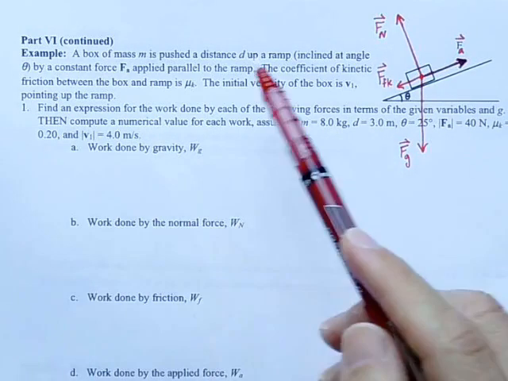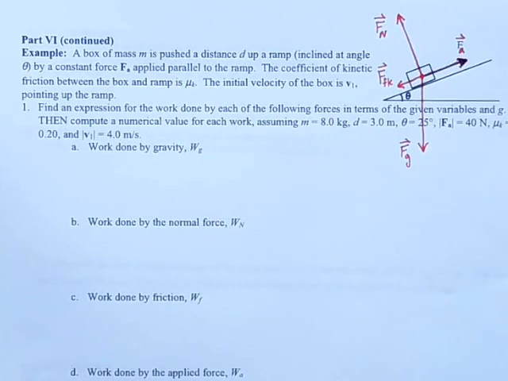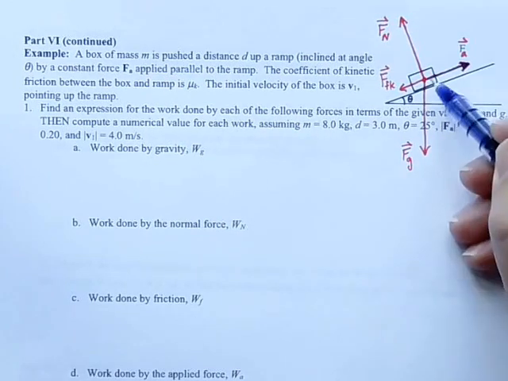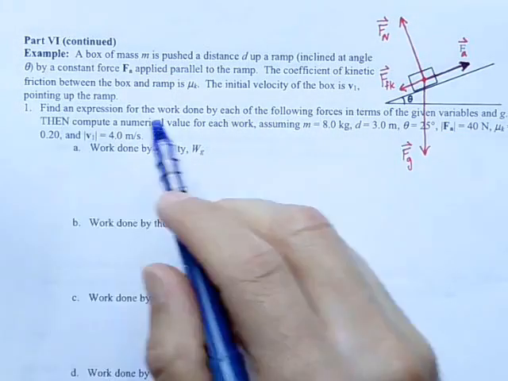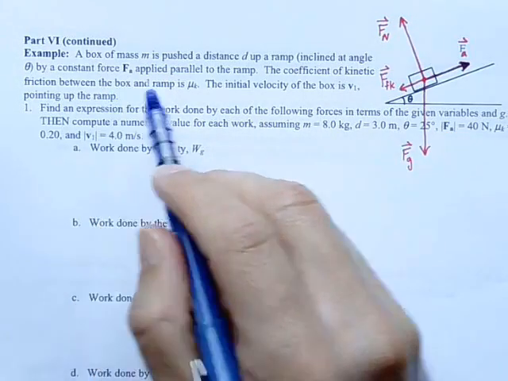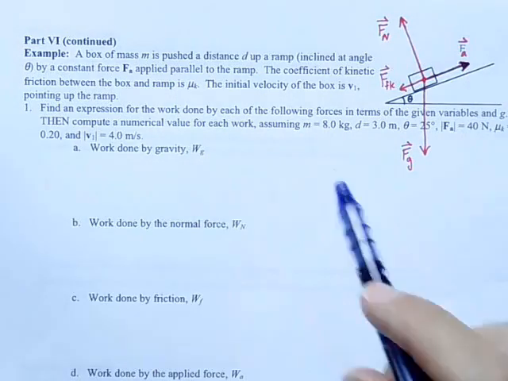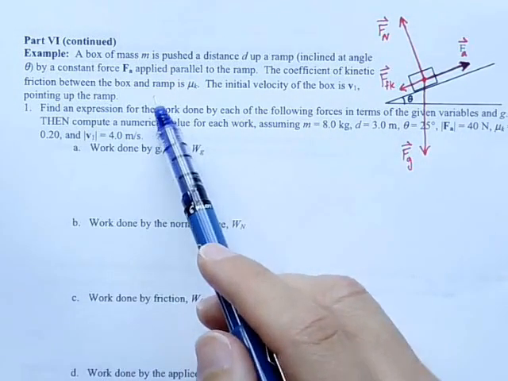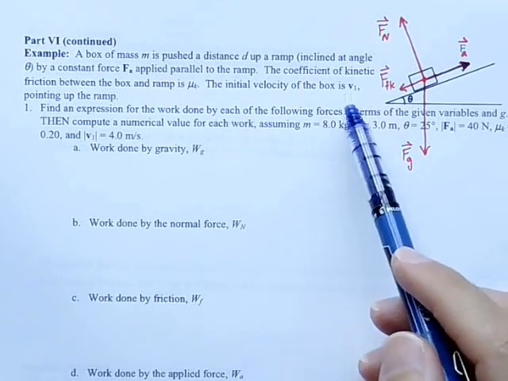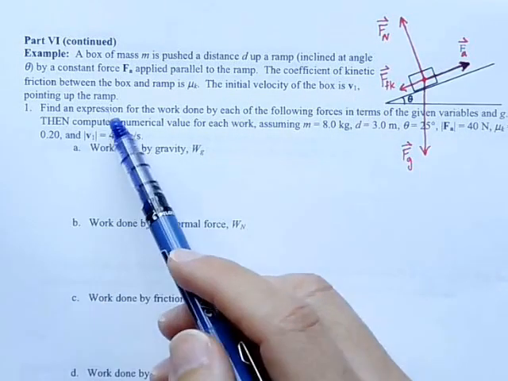Here's our scenario. A box of mass m is pushed a distance d up a ramp. So we will be going distance d up the ramp that way, inclined at angle theta. It's pushed by a constant force, Fa. That's this force right here on my free body diagram, applied parallel to the ramp. We're given the coefficient of kinetic friction between the box and the ramp, mu k, and the initial velocity of the box, v1. That is pointing up the ramp, we're told.